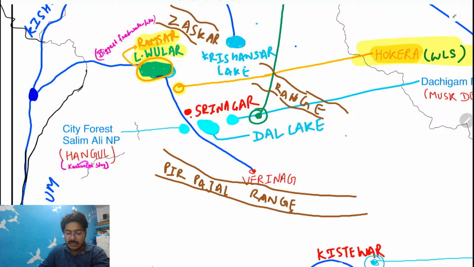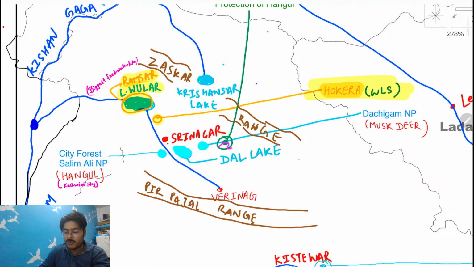ठीक है. Here you will find the Hangul, the Kashmiri stag. Kashmiri stag is known as the Hangul. ठीक है ना. Here you are finding the musk deer. Musk deer, or Kashmiri stag, or the Hangul, city forest, Salim Ali National Park.